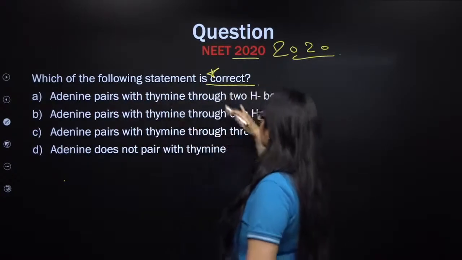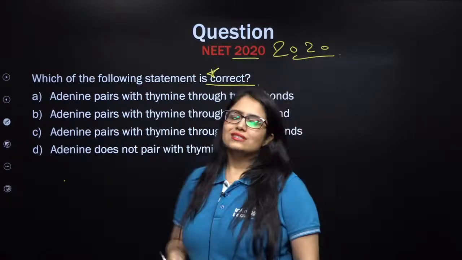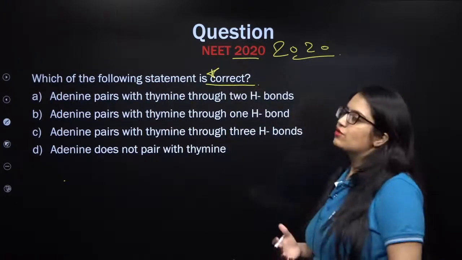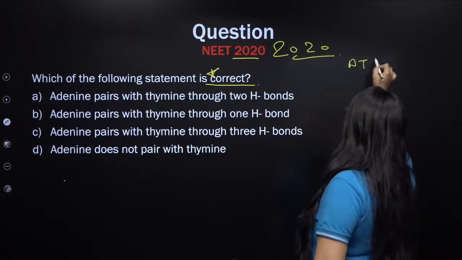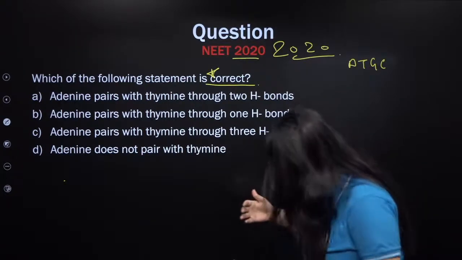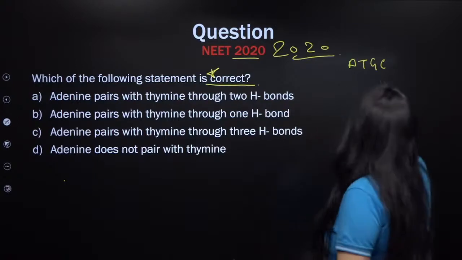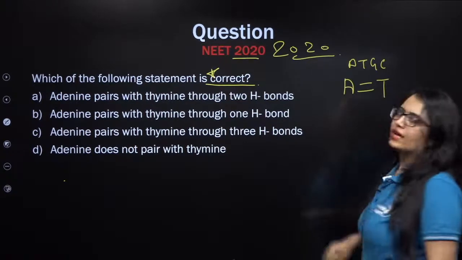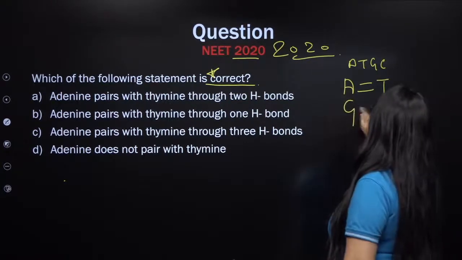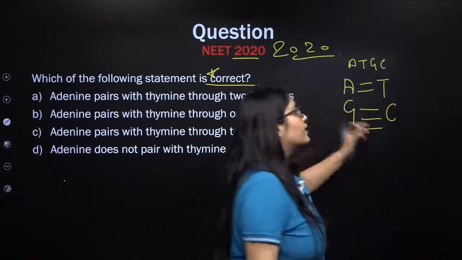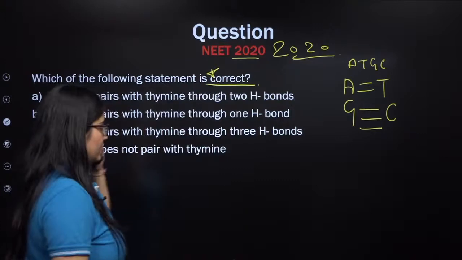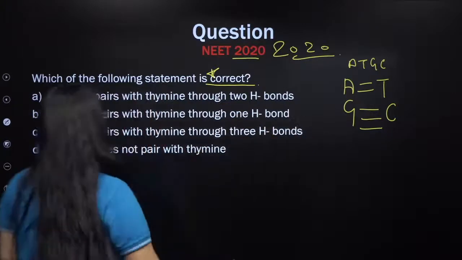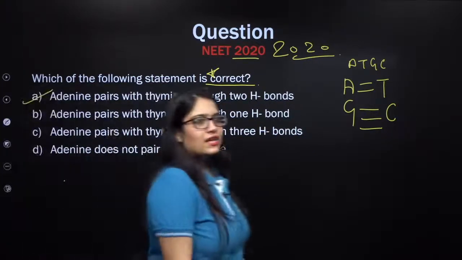Adenine pairs with thymine through 2 hydrogen bonds. Remember, students, DNA is actually a double-stranded molecule, and in DNA there are 4 types of nitrogen bases found: A, T, G, C. It's a double-stranded molecule. That simply means A is going to be bonded with thymine with the help of 2 hydrogen bonds, and guanine will be bonded with cytosine with the help of 3 hydrogen bonds, and that's what is asked in this. Adenine pairs with thymine through 2 hydrogen bonds. That's absolutely correct, my lovely kids, right? Let's see the next question.